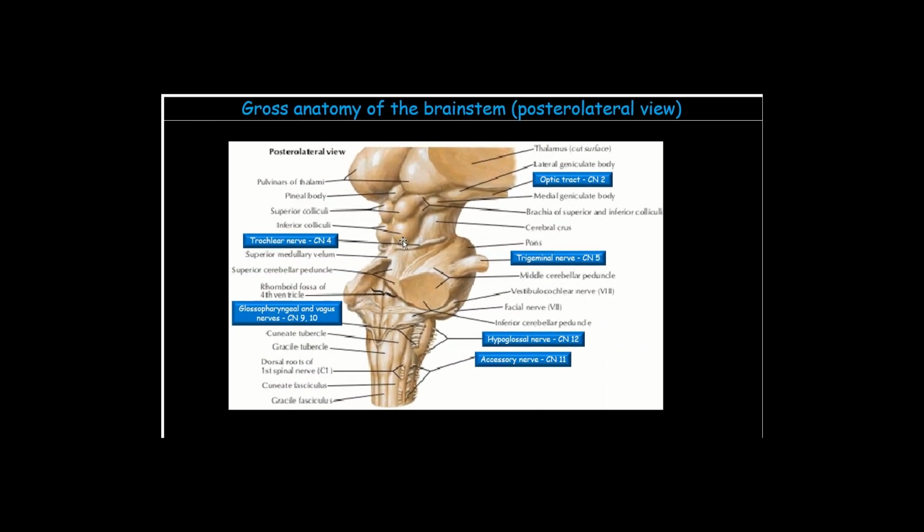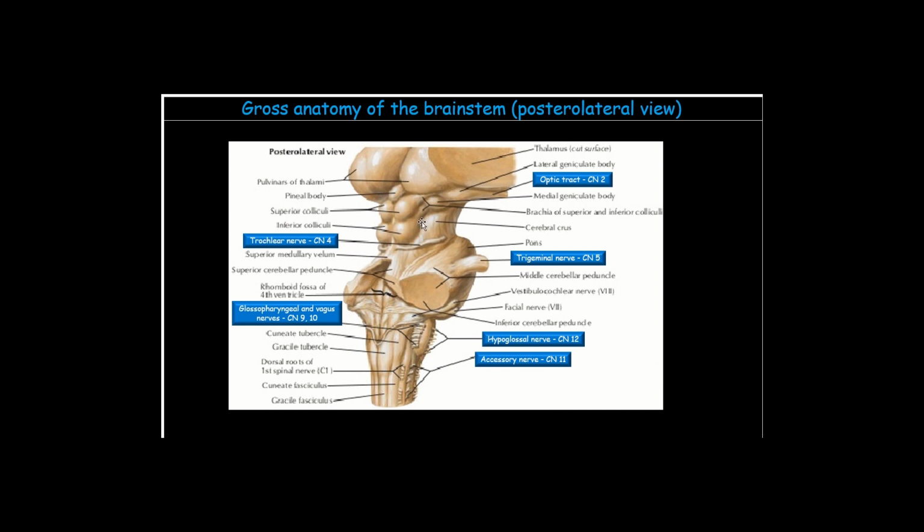Now here you're looking at the posterior or the posterolateral surface of the brainstem. You can see the two big thalamic nuclei at the top, and the brainstem down below. This region is known as the midbrain, followed by the pons, and then followed by the medulla oblongata, which is going to continue down as the spinal cord.